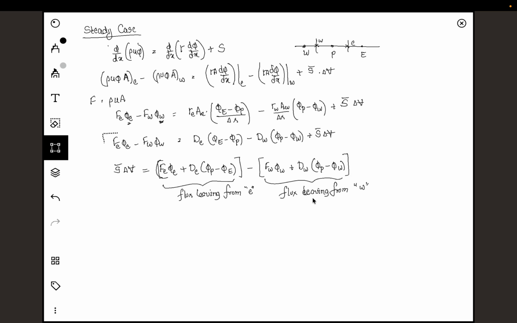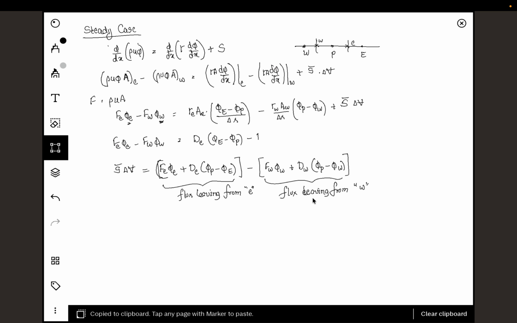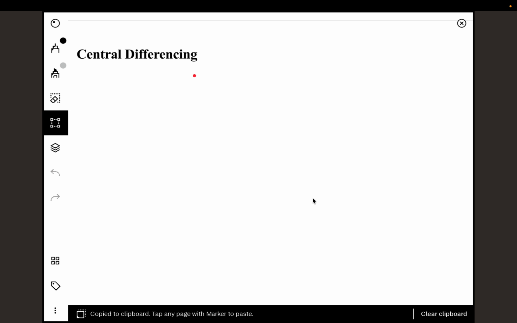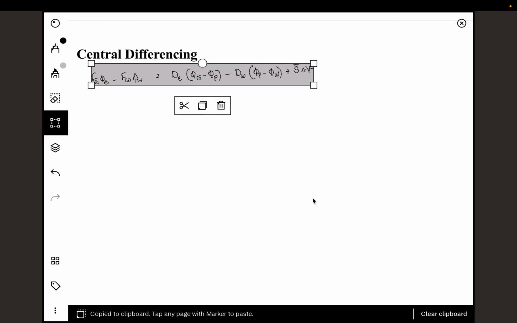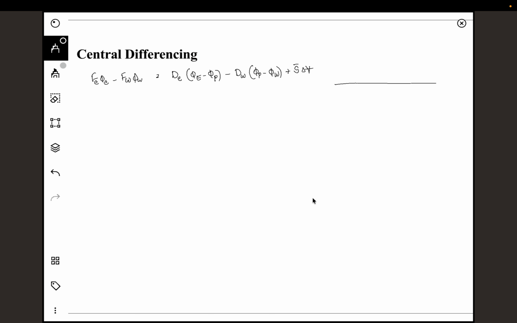So we will take from here and see how to get these values of phi little e and phi little w. The first scheme in that is central differencing. So we'll start from this equation and we have our domain. This is my current cell. These are my east and west face centers.